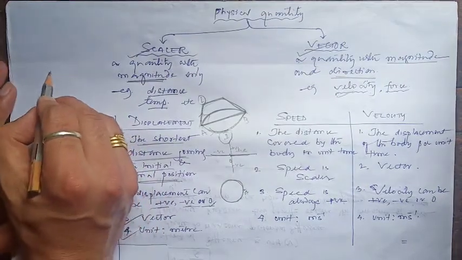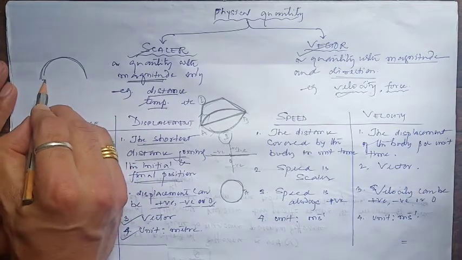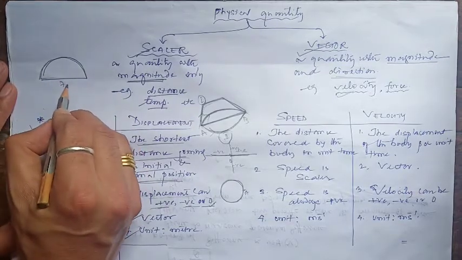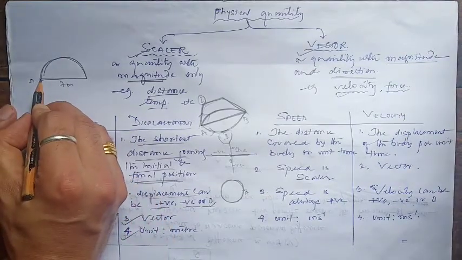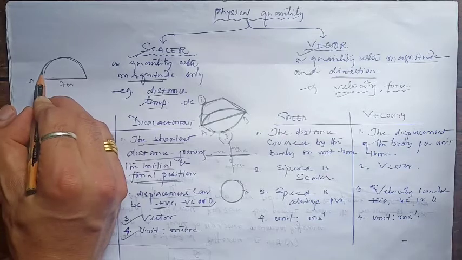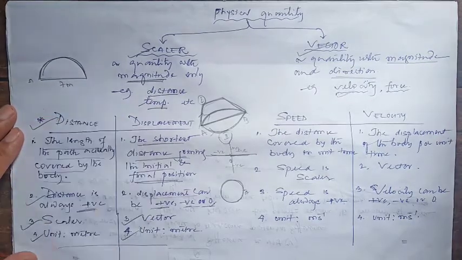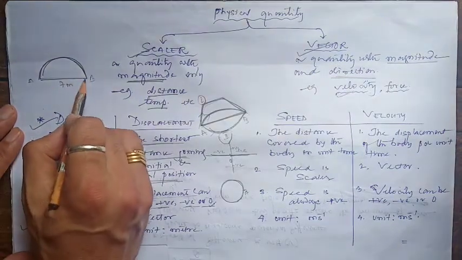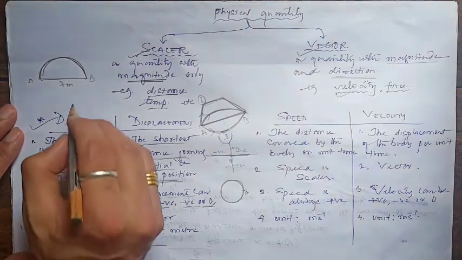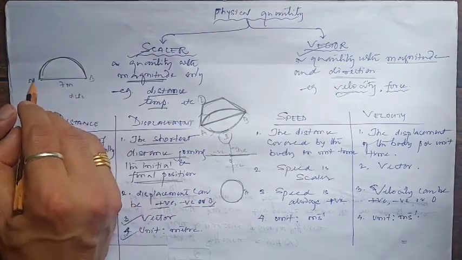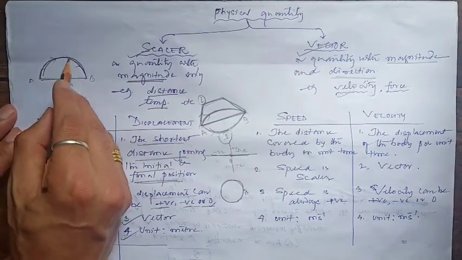Let's say suppose I have a semicircular path. The diameter of the semicircular path is, let's say, 7 meters. A person starts from one end of the diameter, walks along the semicircular path and reaches the other end of the diameter and stops there, say point B. Now if I ask you, what is the distance covered by this person? Distance will be the length of the path actually walked by the person. So this is the path along which the person walked.